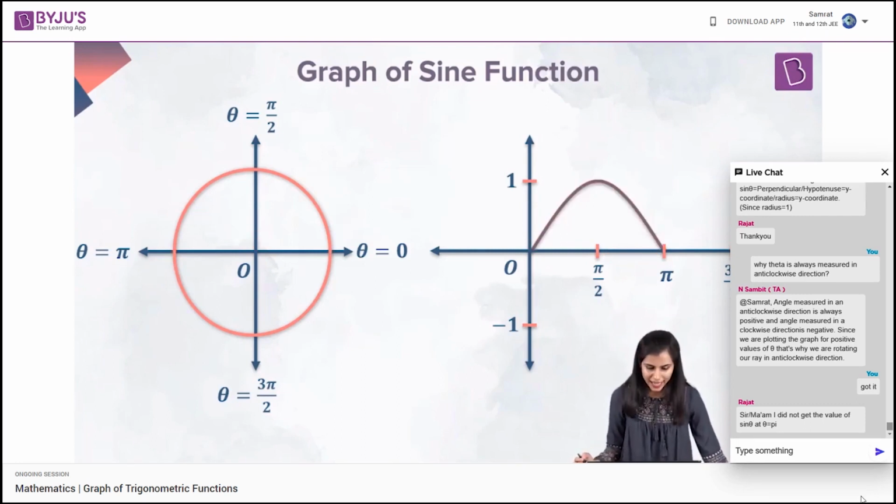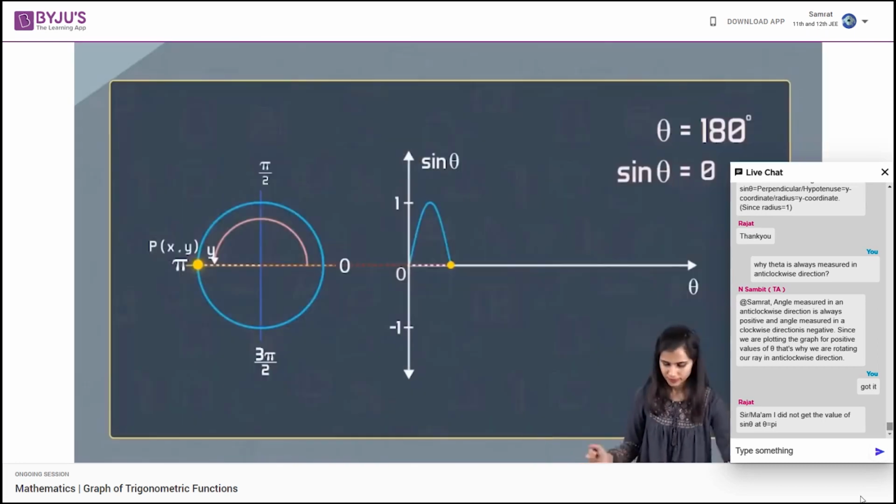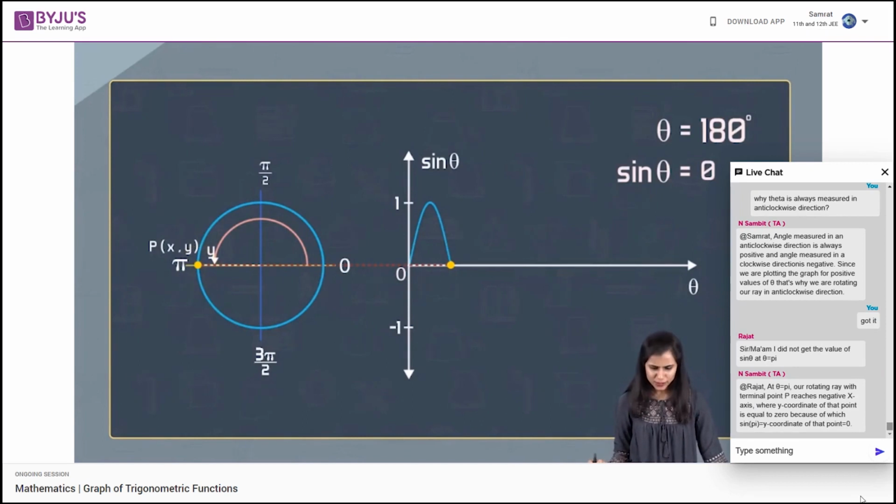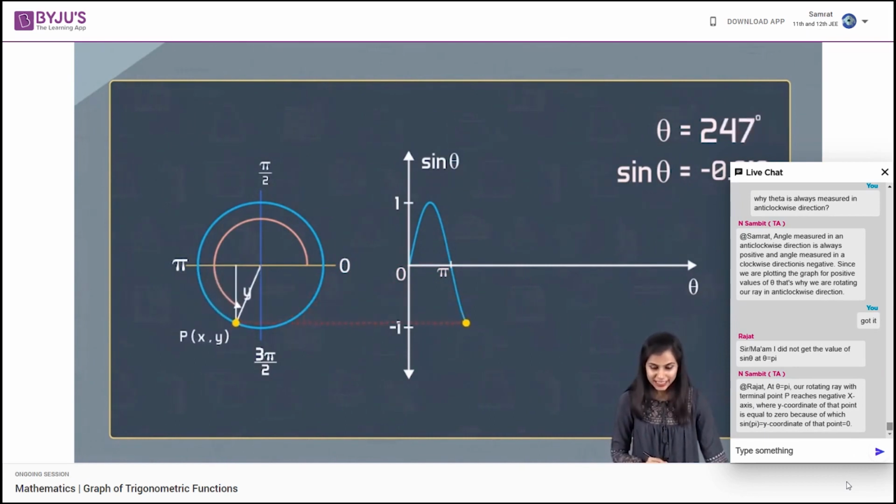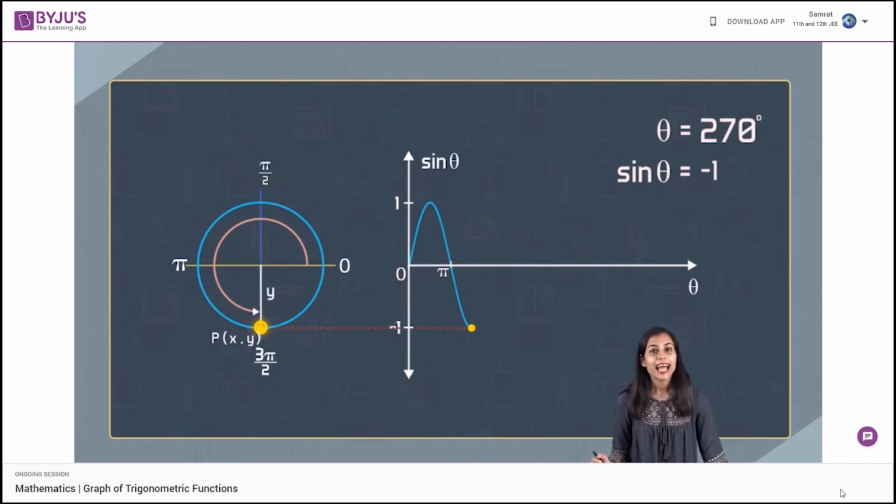So this justifies that in the first quadrant and the second quadrant, this is the graph of the sine function from 0 to pi. Now let's explore what happens in the third and the fourth quadrant. As we move in the third quadrant, let's observe that the values of sine theta become negative. Can you see that? As I move my theta in the third quadrant, correspondingly sine theta values become negative. And when theta reaches 3 pi by 2, sine theta is equal to -1.